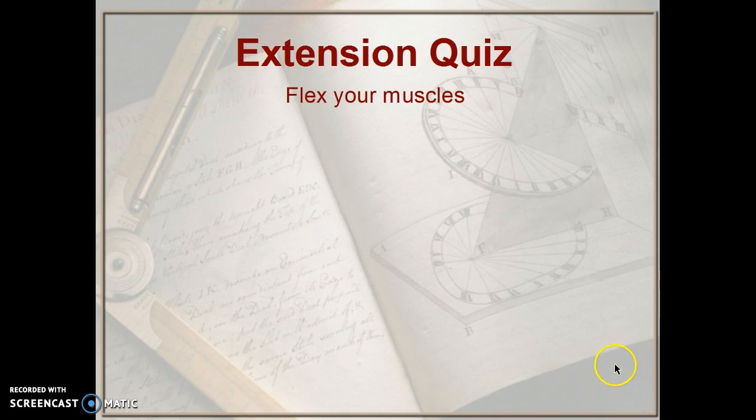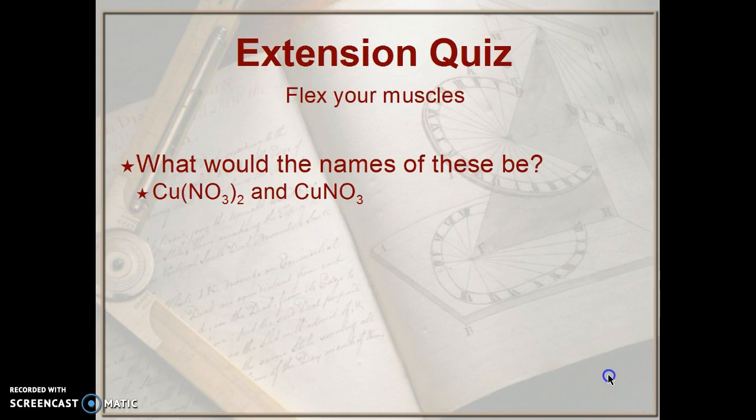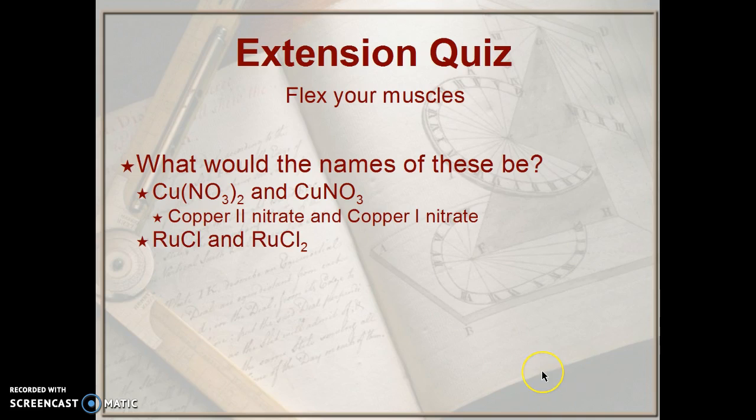Now, flex your muscles with these. What would be the names of these 2? Copper(II) nitrate and copper(I) nitrate, and these 2, ruthenium(I) chloride and ruthenium(II) chloride.